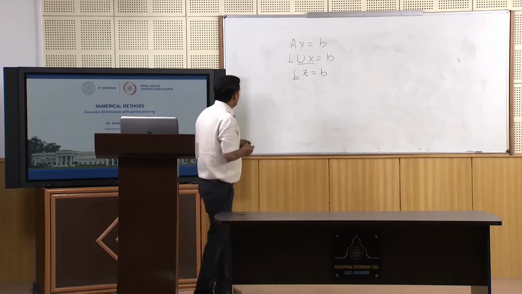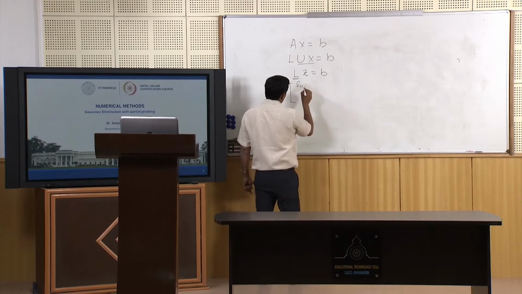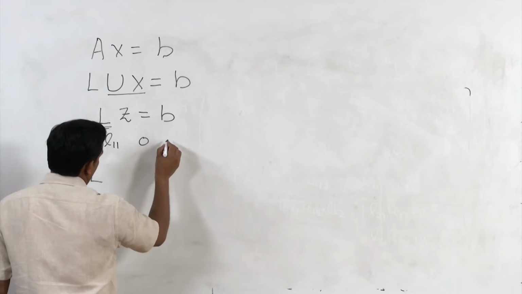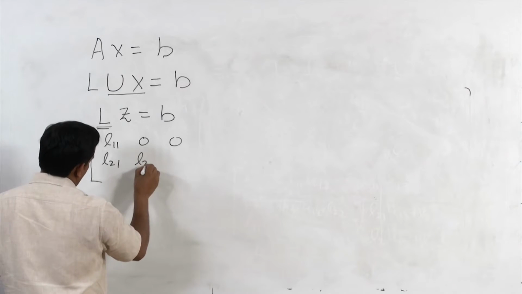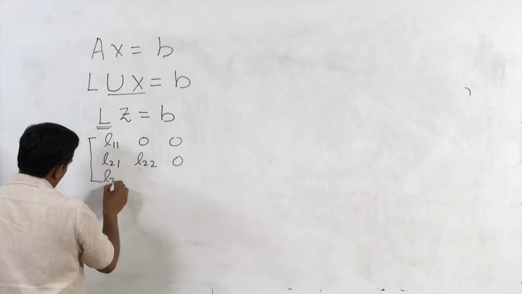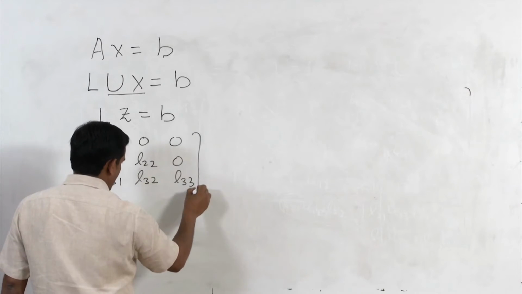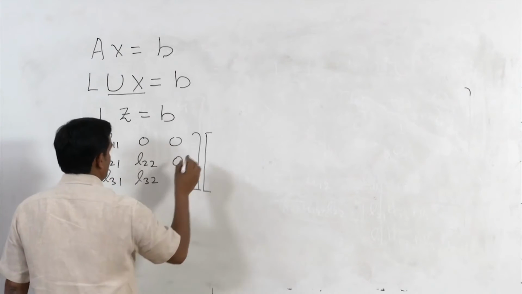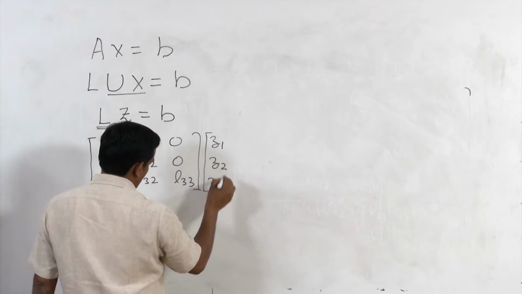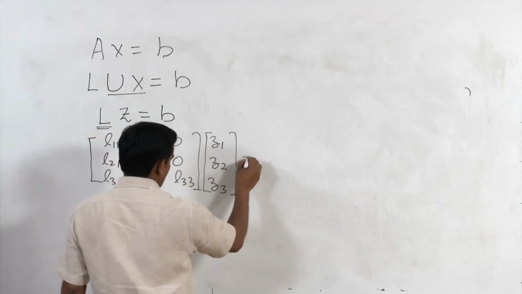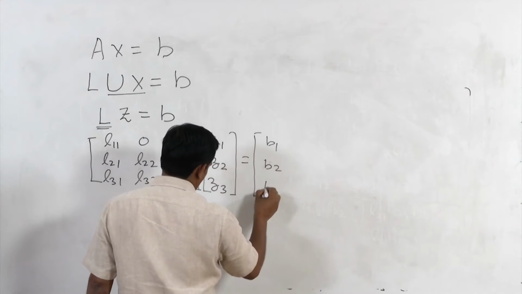So, what I will do? It will be something like that: L11, 0, 0, L21, L22, 0, L31, L32, L33, into Z1, Z2, Z3. This equals B1, B2, B3.